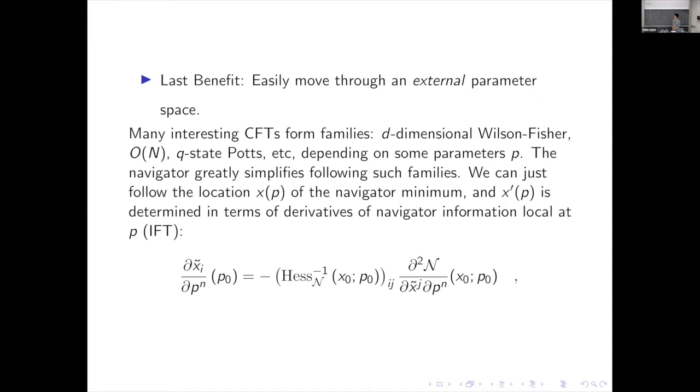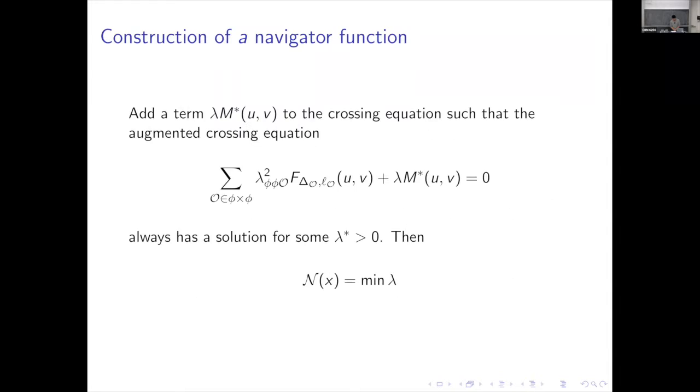So if we've managed to go to one minimum and we change the value of our external parameters, we should be able to use this gradient information to get a good starting point for our search at the next value of the external parameter, and this should help us flow faster in this external parameter space. But now that we know that we want a navigator function, we need to be able to construct one.